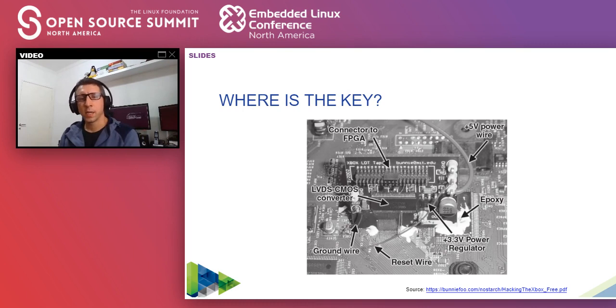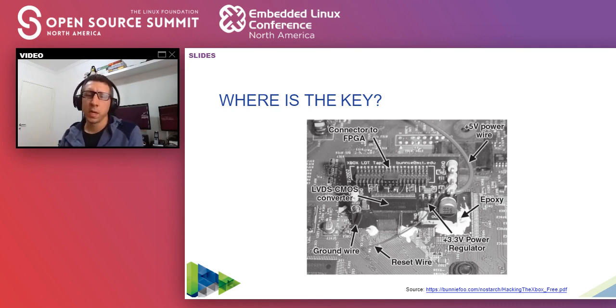This is a very good book. If you are interested in hardware hacking, I would suggest you to read this book, Hacking the Xbox. The link is there. The book is public. You can download it. It's a very good book written by Andrew Bunnie Huang. He was the first that hacked the first generation of the Xbox. So this is the picture of a small device that he developed.